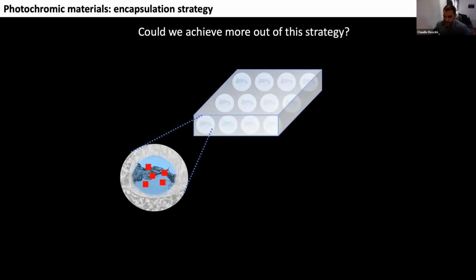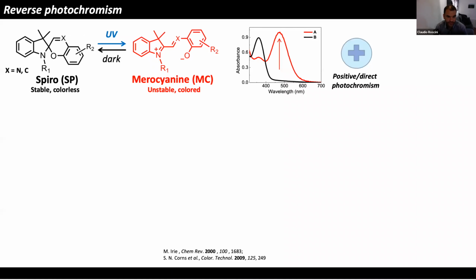This is not only that, but going into details of what comes next, I wanted to give you another hint about photochromism.